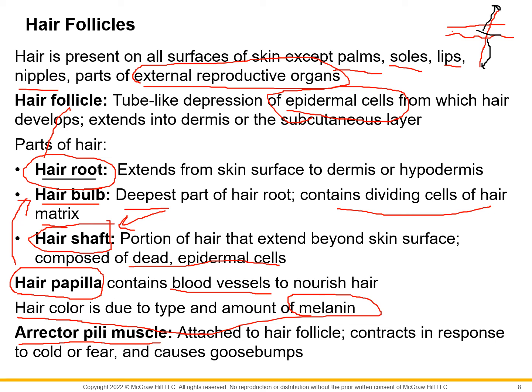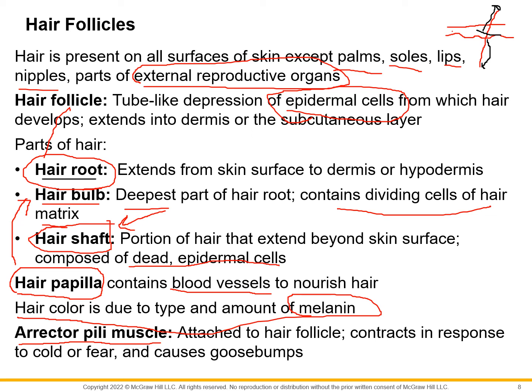So I've got a hair that's got a hair shaft, that's the naked part above this basement membrane of the epidermis. But below that basement membrane, we have the hair root. The hair root is surrounded by what we call a hair follicle. In the hair root at the very bottom, we have what is called the hair bulb. So the deepest part of the hair root is called the hair bulb.